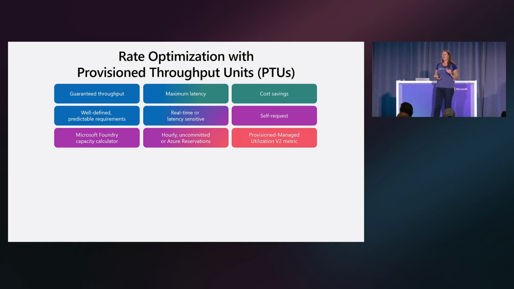And the way that you can measure and maintain how your application is performing versus what you signed up for in terms of PTUs is a provisioned managed utilization metric. So again, this is a metric that the system will generate so that you can compare the actual usage for your application compared to what you signed up for in terms of PTUs.